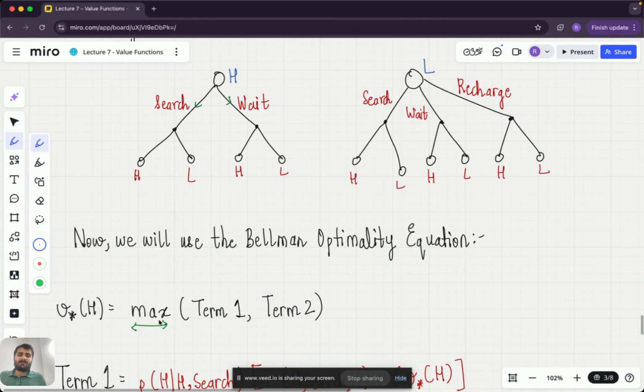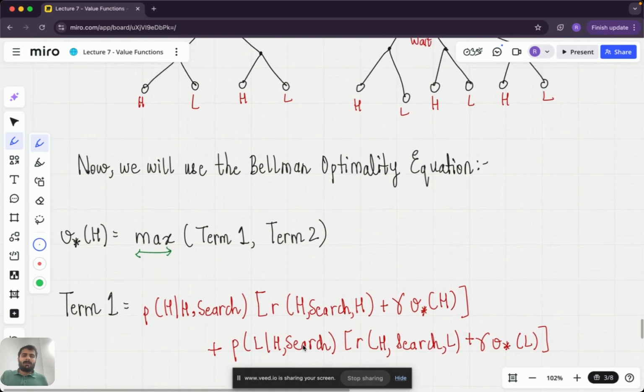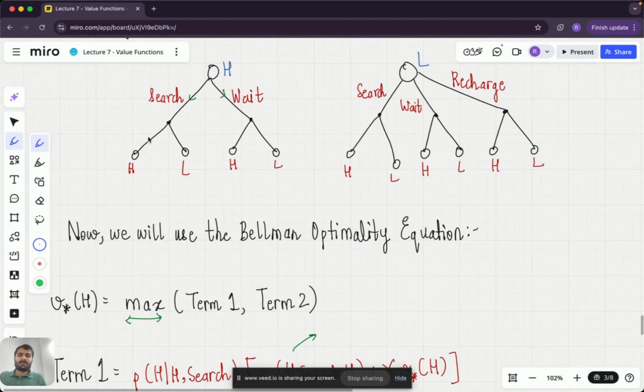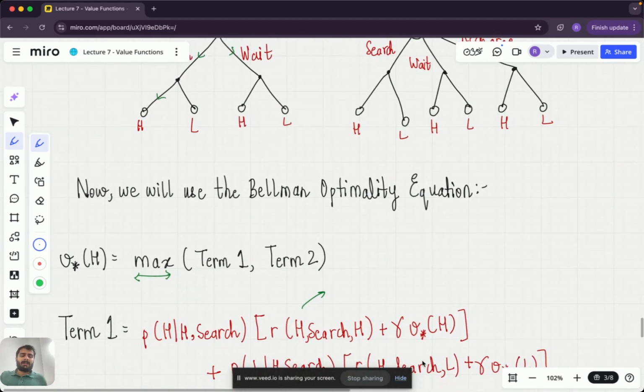So that's why we have to take the maximum of two terms. First term is for this action, second term is for this action. Now when you expand these terms, let's see how we can expand it. So first let's look at the inner bracket. Here we have the reward collected along this pathway, plus the discounted value of this state.